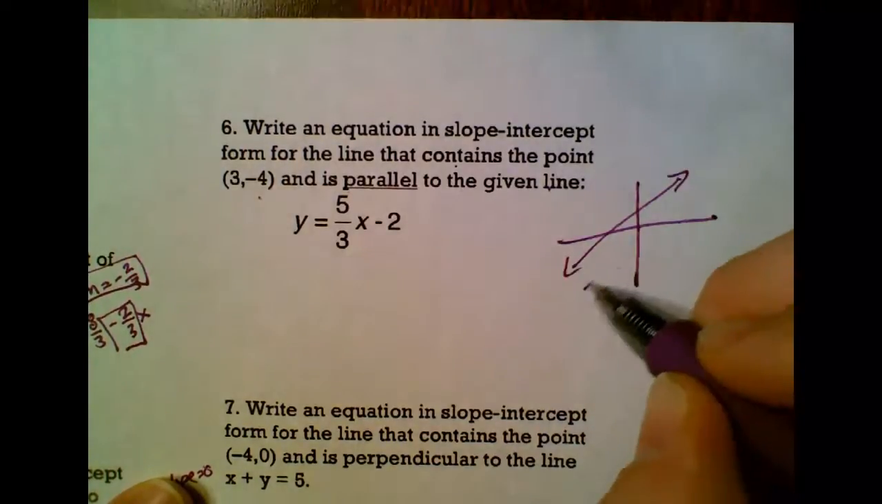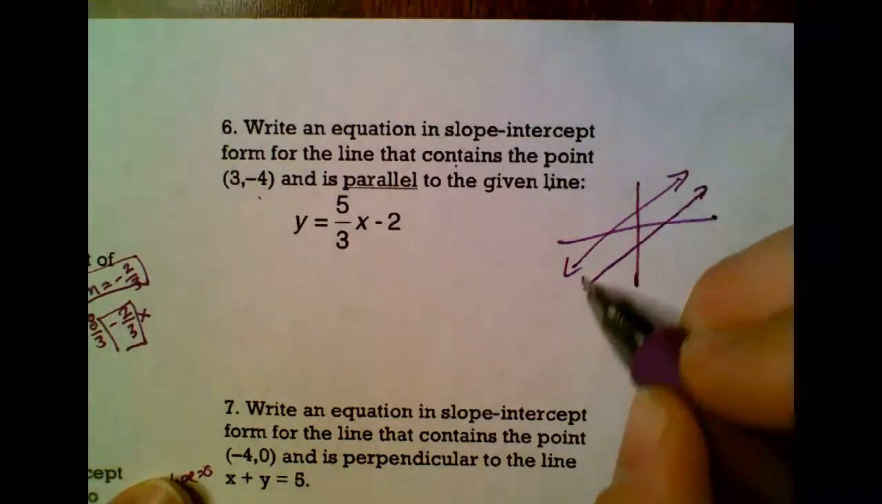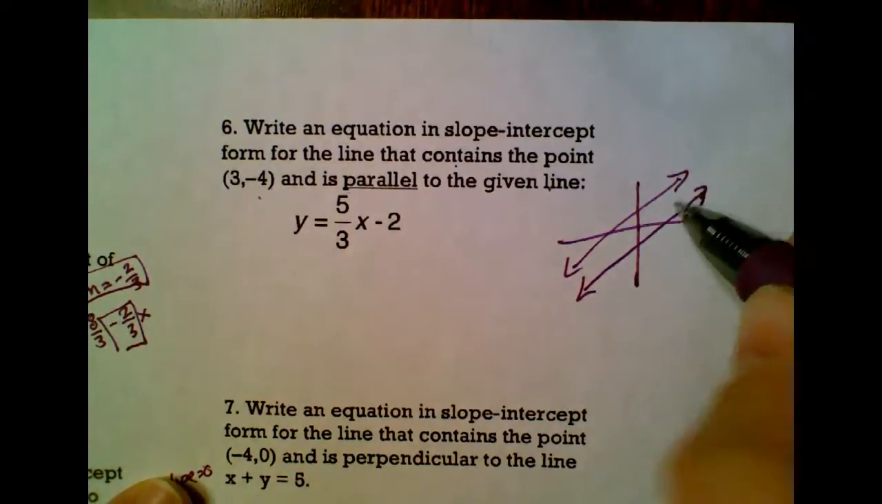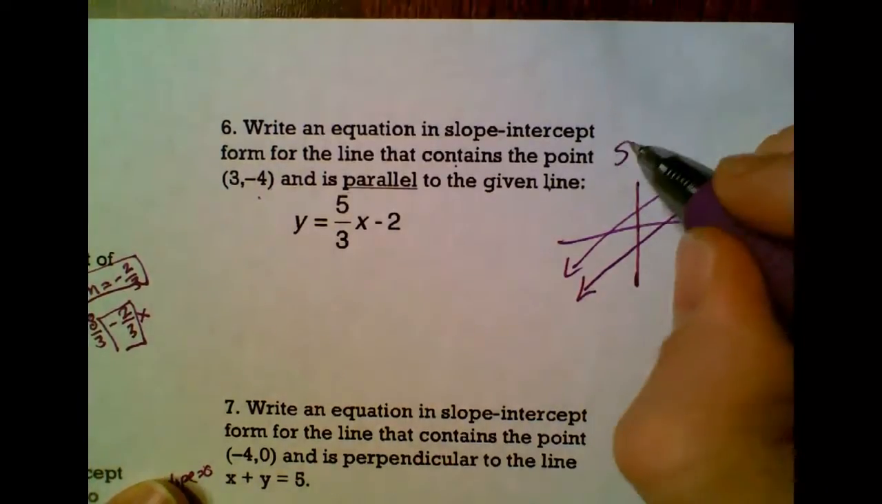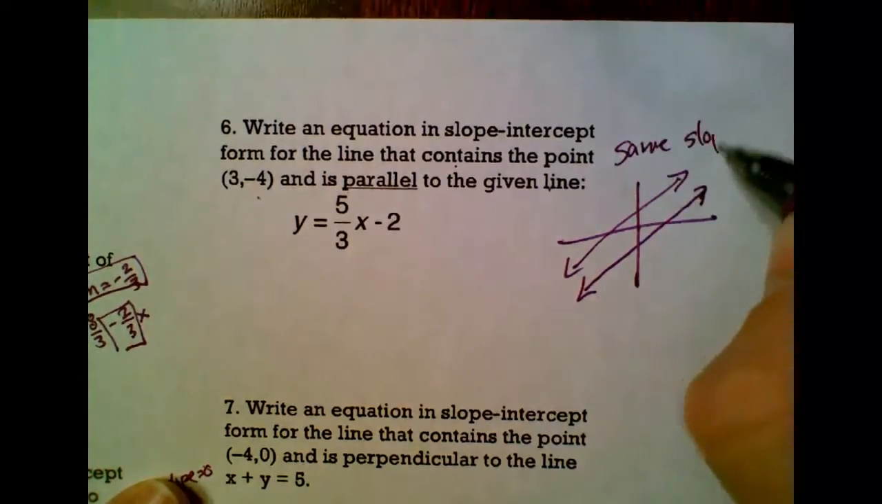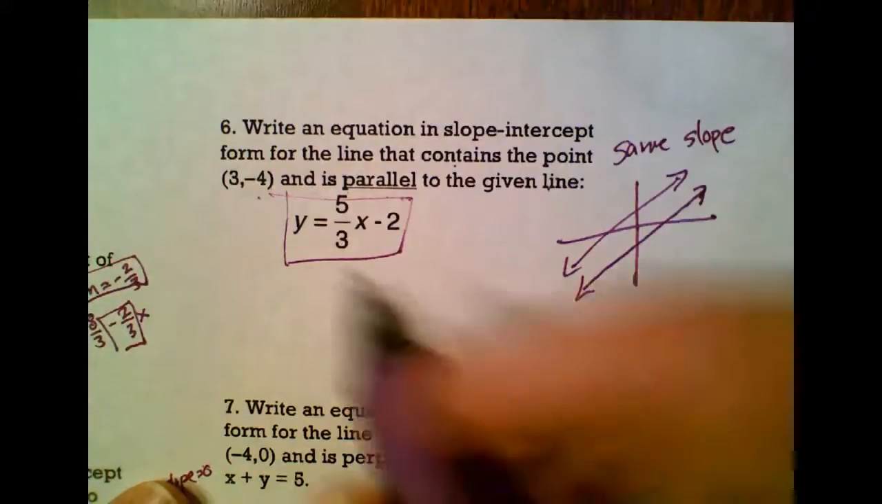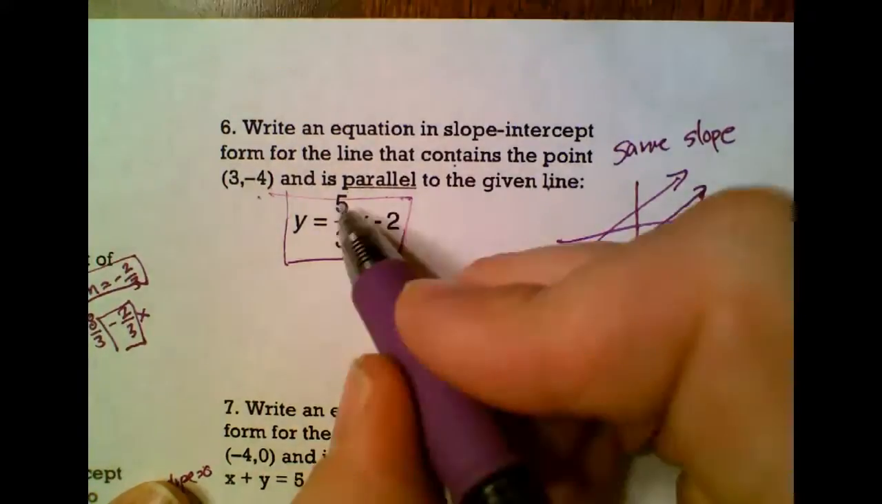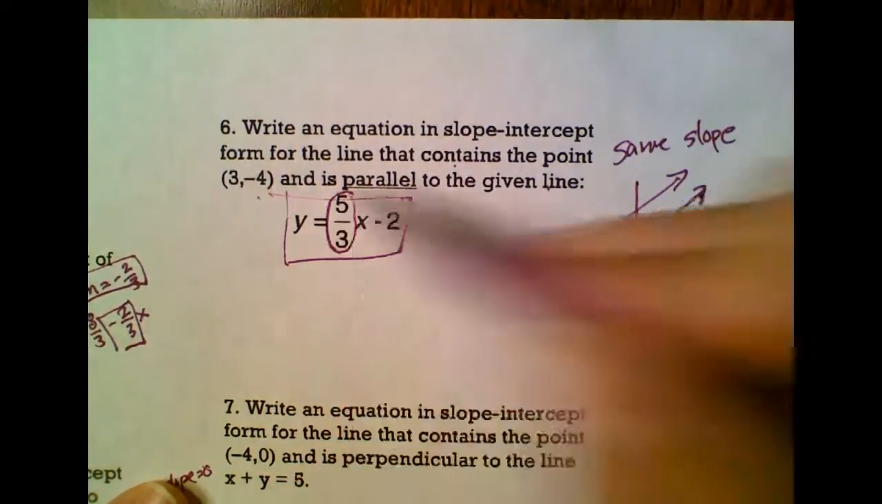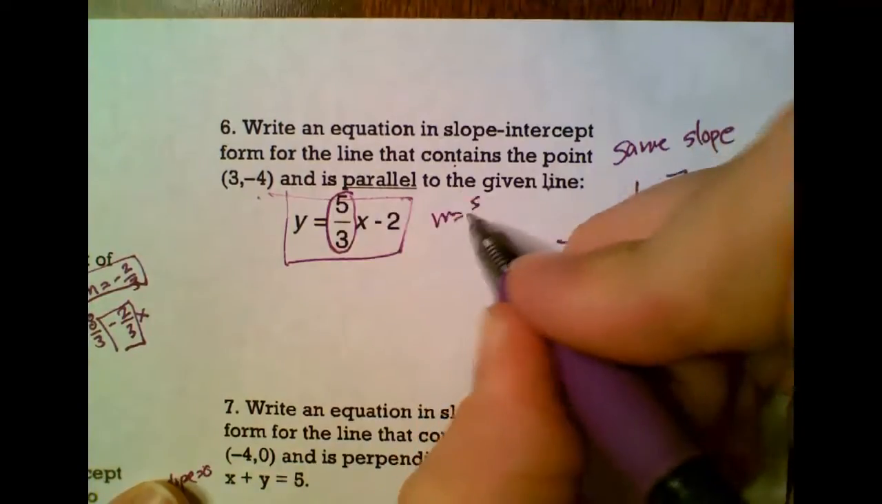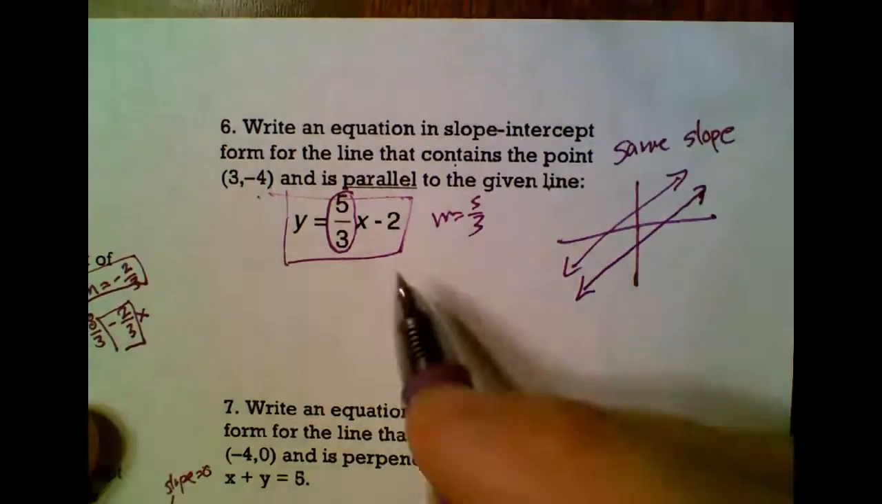If we have this line, a parallel line never crosses it. And if two lines never cross, we know that those two lines have the same slope. Okay. So looking at this equation, what is the slope of that equation? Well, thankfully it's in slope-intercept form, and we know the slope is 5/3. So m is equal to 5/3. So let's just use that for our new equation.